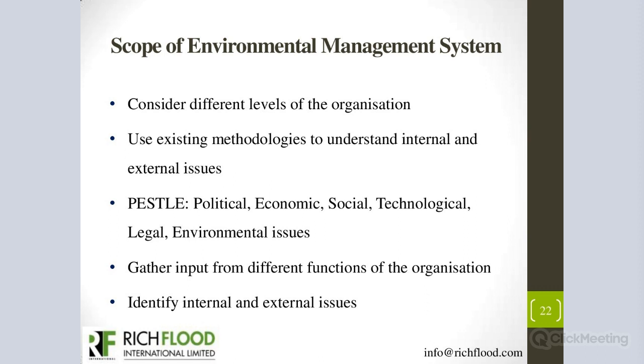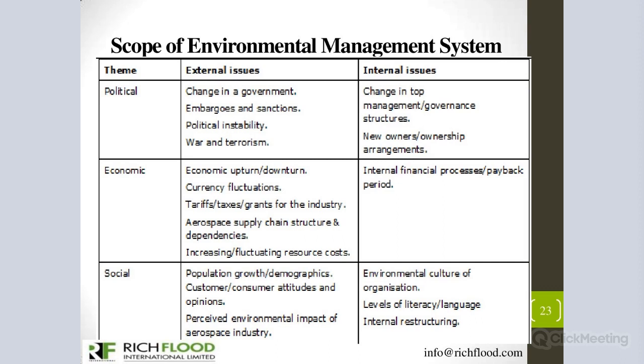And the fourth step is to gather input from different functions of the organization. That is, every area of the organization, you need to gather inputs from there. It also would help you in scoping the EMS. And finally, you will need to identify internal and then the external issues of the organization. The table below will help us to have an understanding of what the external and internal issues are all about.